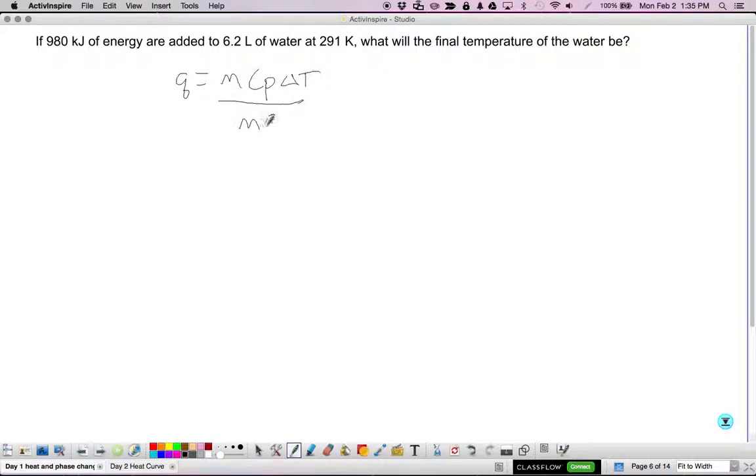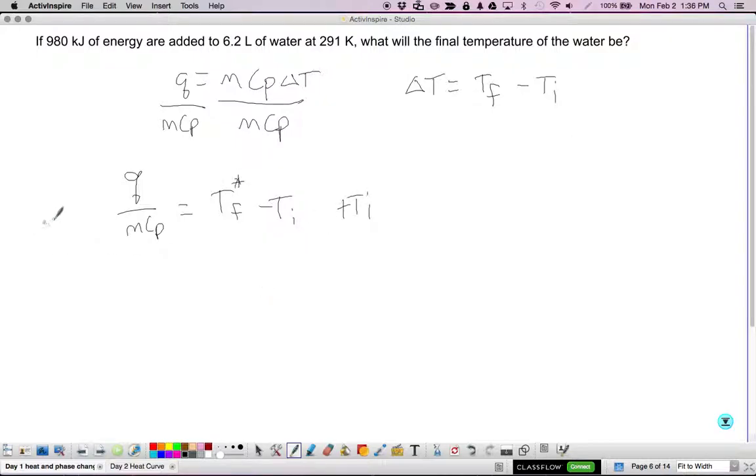So the first thing that I'm going to do is divide by mCp. And then I also know that delta T is T final minus T initial. So Q over mCp equals T final minus T initial. I'm trying to find the final temperature, so I'm going to add T initial to both sides. My T final equals Q over mCp plus T initial.